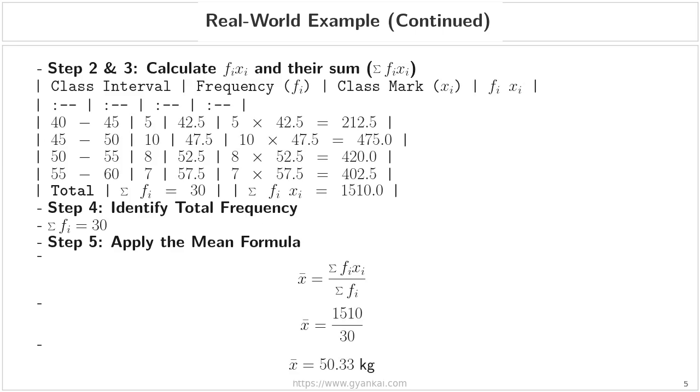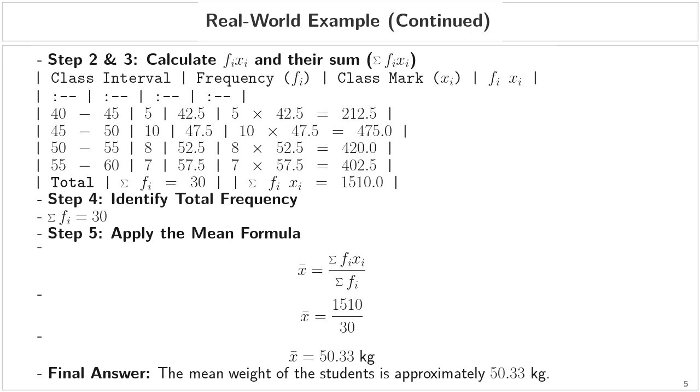Finally, we reach step 5, where we apply the direct method formula that we discussed earlier. We take our sum of f sub i times x sub i, which is 1,510, and divide it by our total frequency, which is 30. When you perform this division, you get approximately 50.33. So, our final answer is that the mean weight of the students is approximately 50.33 kilograms.